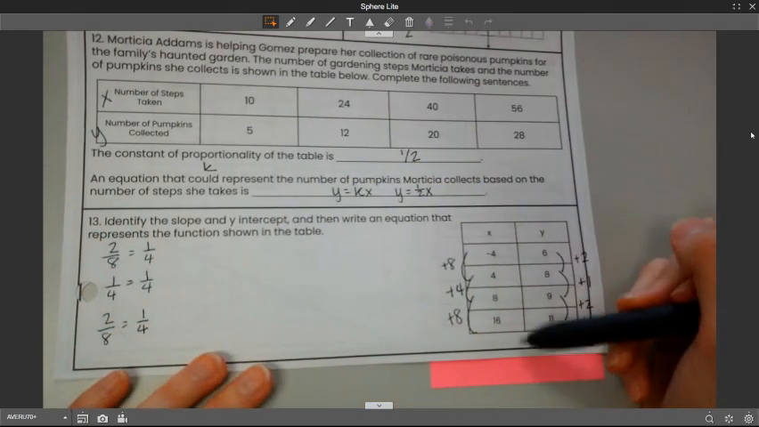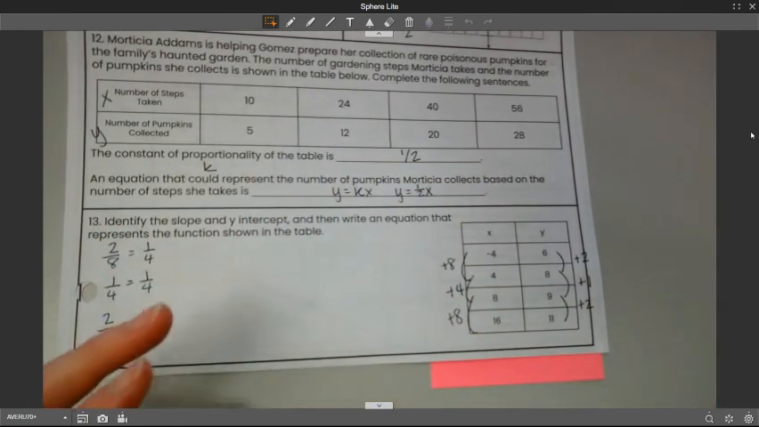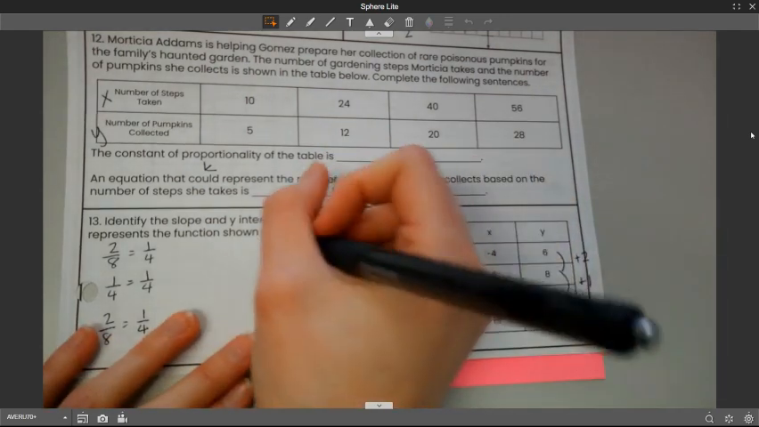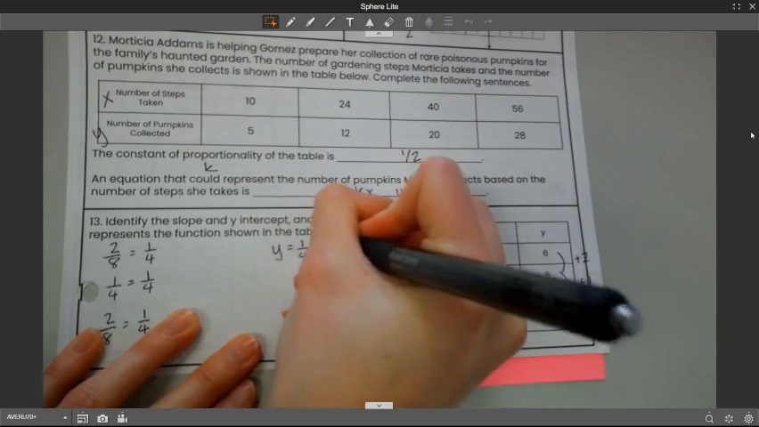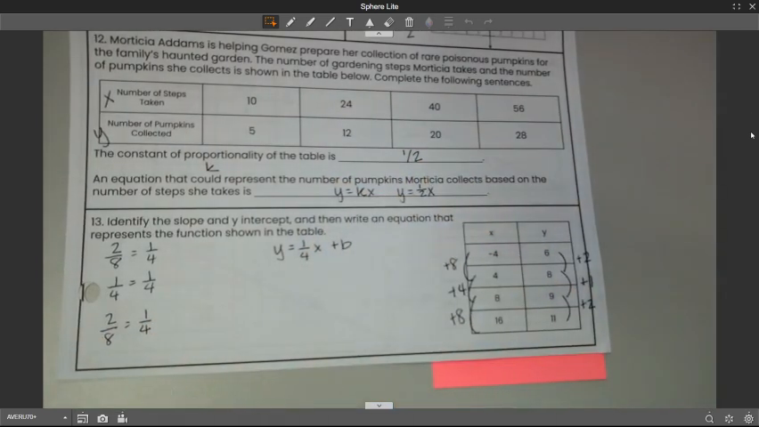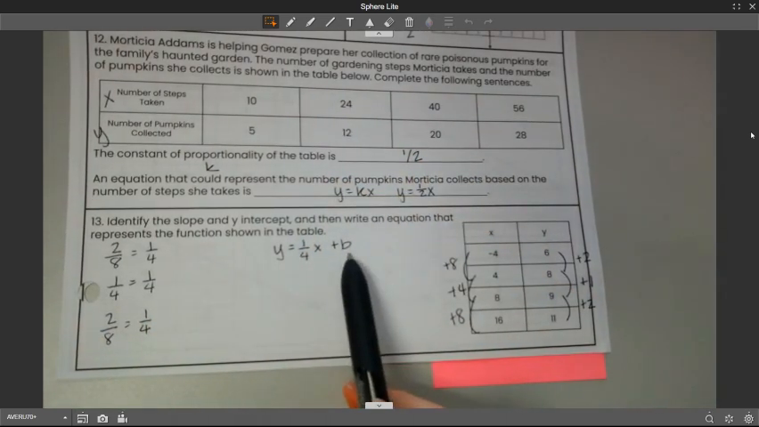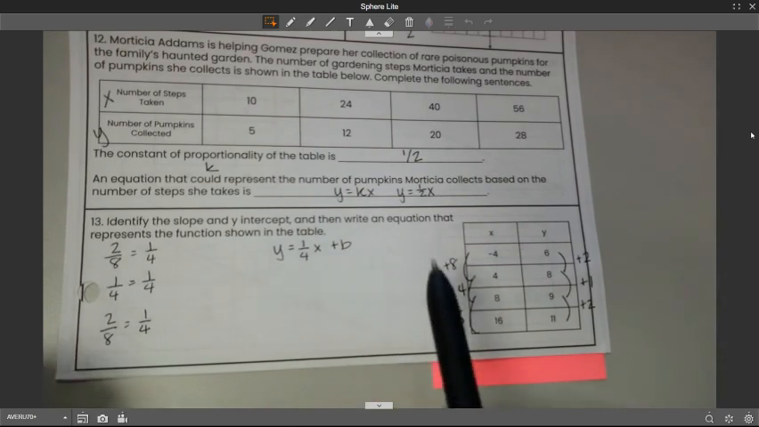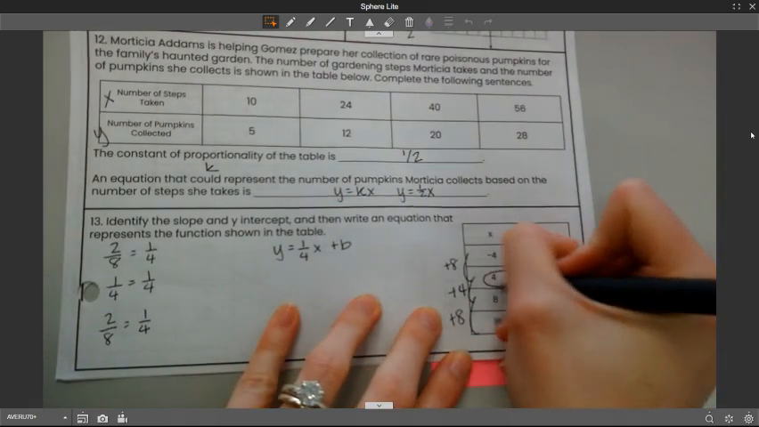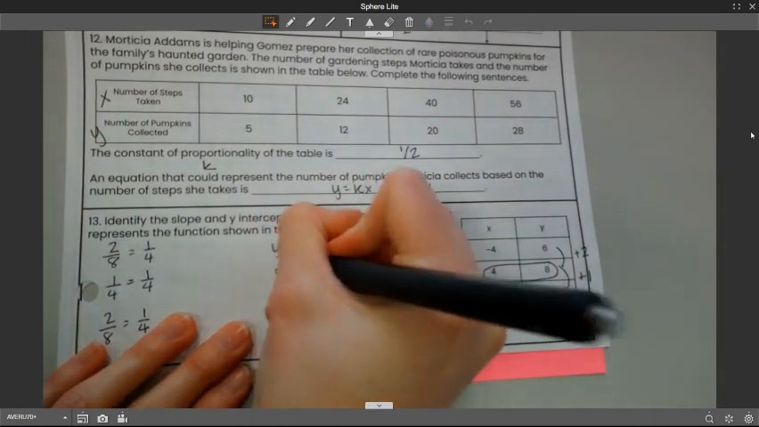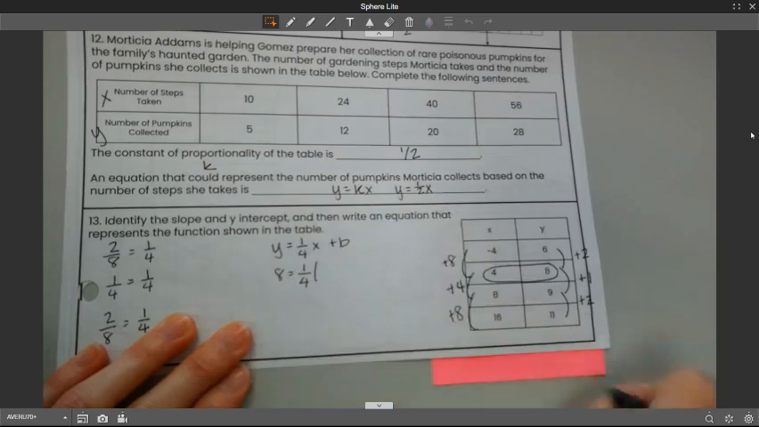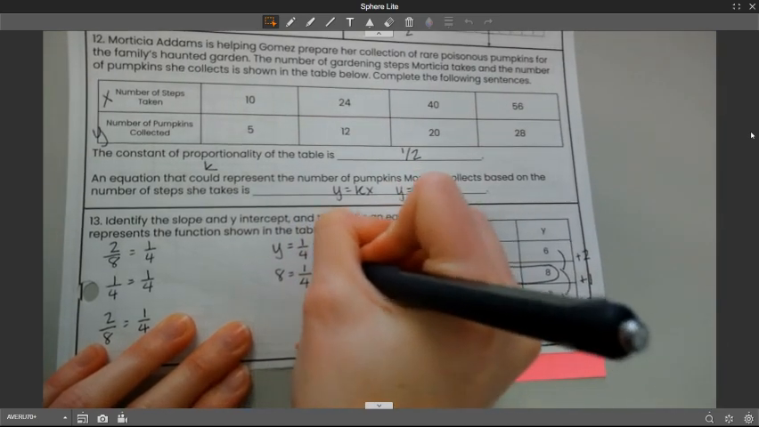I see that I don't have 0 in the table for x, so that tells me I have to solve for the y-intercept. So y is equal to 1/4 x plus b, okay? So I need to solve for b. I have too many variables, so I'm going to pick a point. Again, we like positive numbers, and plug in. I'm going to plug in 8 for y is equal to 1/4 times 4 plus b.